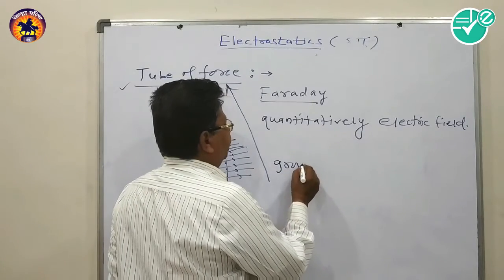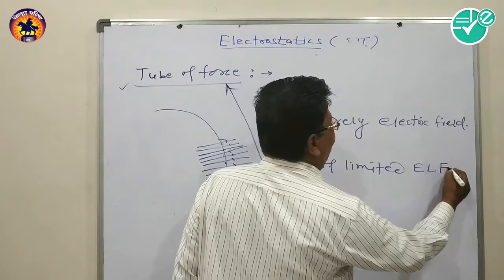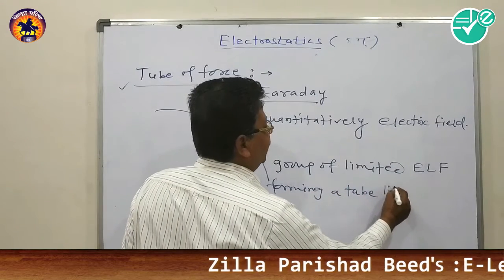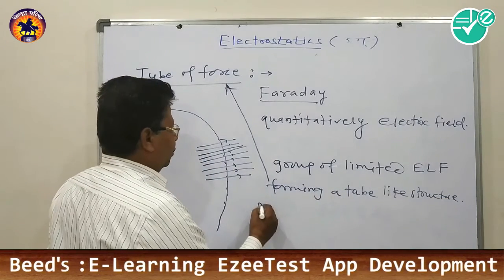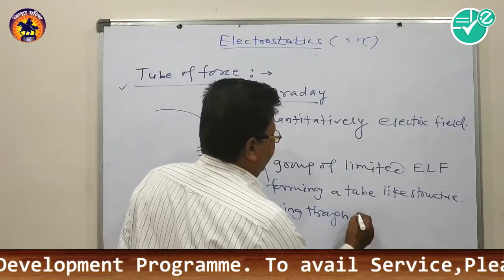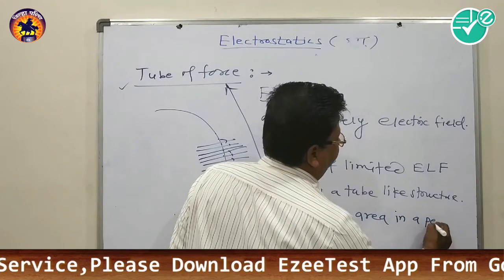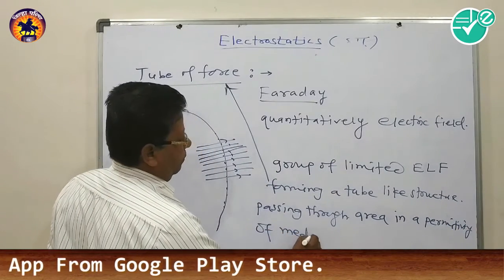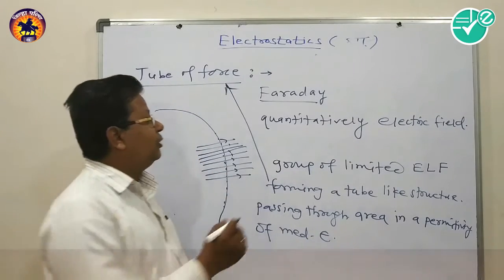The tube of force is nothing but a group of limited electric lines of force forming a tube-like structure passing through an area in a medium of permittivity epsilon.